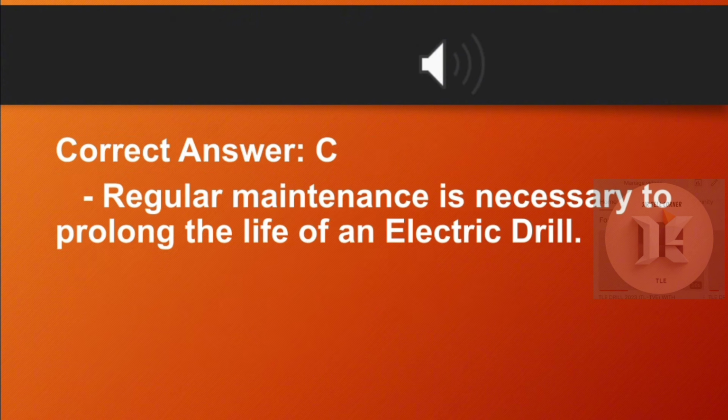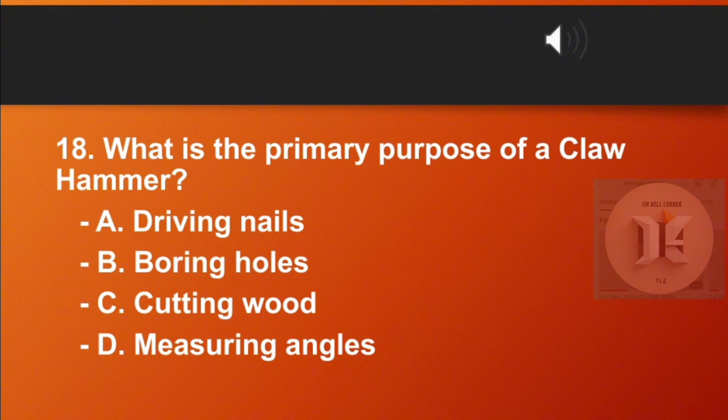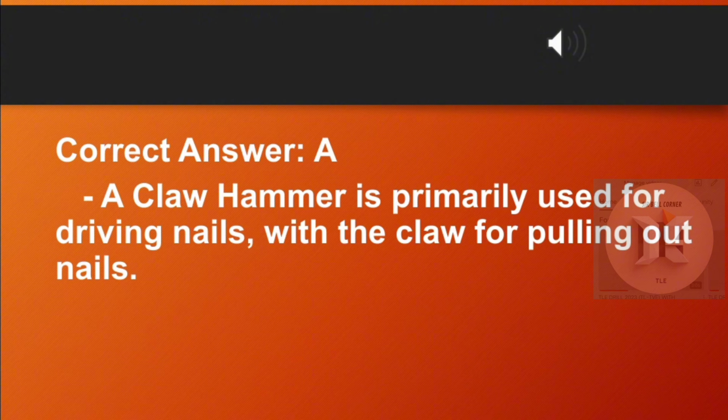Correct answer. C. Regular maintenance is necessary to prolong the life of an electric drill. 18. What is the primary purpose of a claw hammer? A. Driving nails. B. Boring holes. C. Cutting wood. D. Measuring angles. Correct answer. A. A claw hammer is primarily used for driving nails, with the claw for pulling out nails.